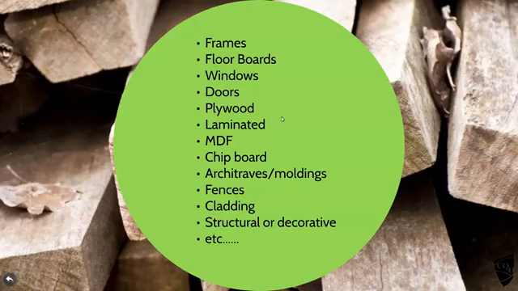Medium density fibreboard is just, well, it's really sawdust stuck together, for want of a better terminology. Chipboard, chippings are then moulded and glued together to create floorboards sometimes. You've got architraves and mouldings and cornices and skirting boards and all that sort of stuff. Fences, external cladding, internal feature cladding. Timber can be structural or decorative, and it goes on. It goes on.